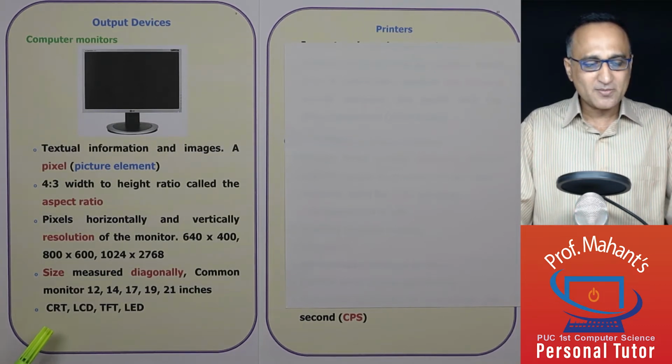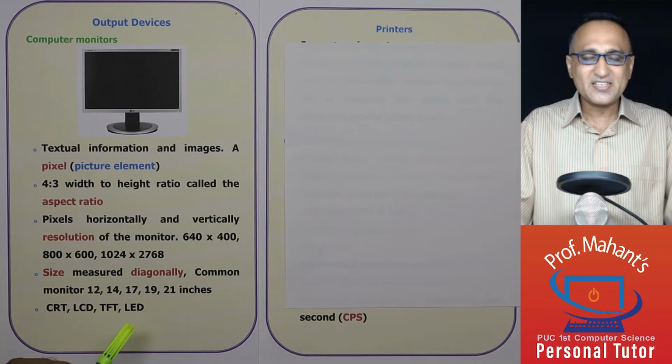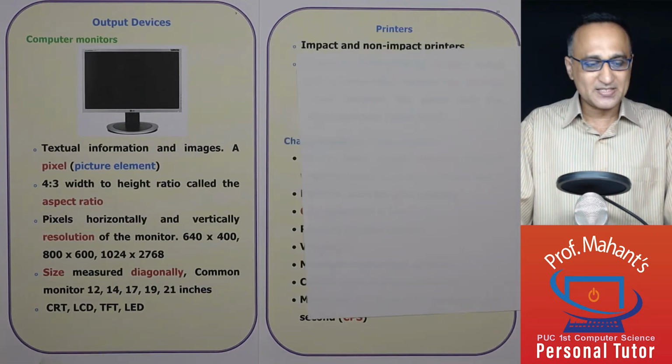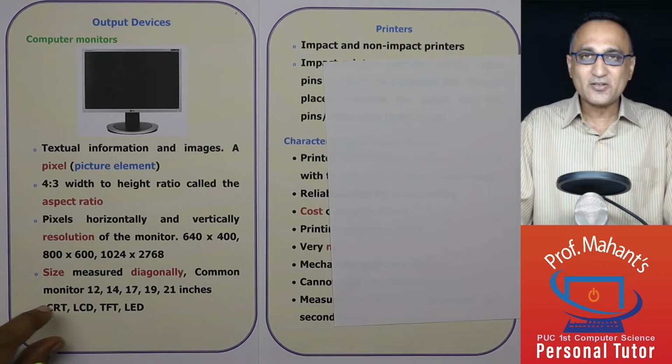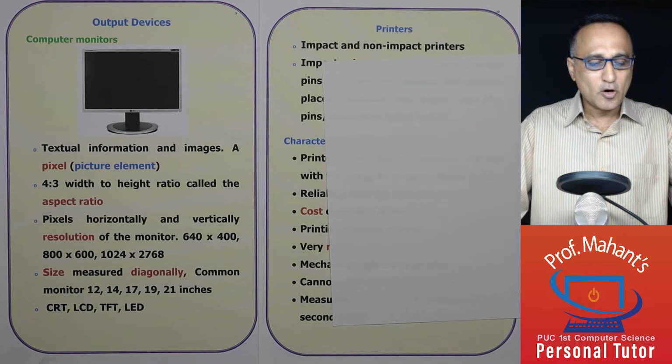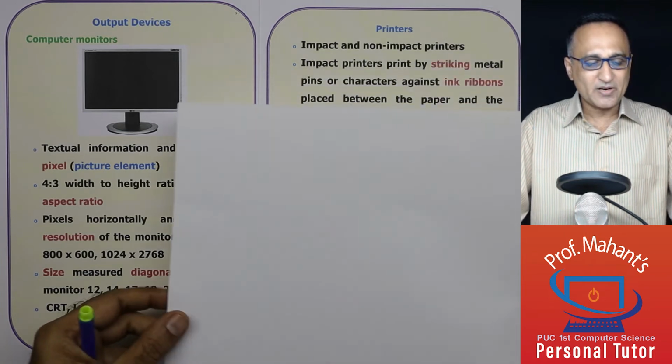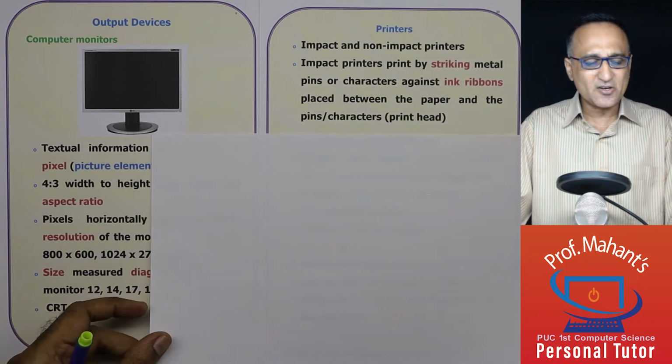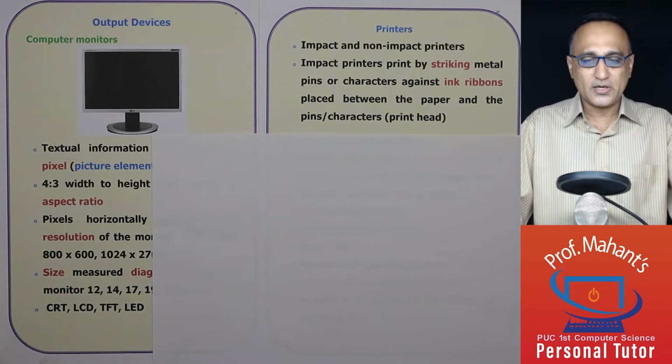There are different types of monitors in the sense of different materials monitors are made up of. The old fashioned monitors were the CRT or cathode ray tube, which are very rarely used nowadays. Then you have the LCD or liquid crystal display monitors. Then you have the thin film transistor monitors. Then you have the LED or light emitting diode monitors. So these are the common types of monitors available. Most likely you would be using an LCD or an LED monitor today.